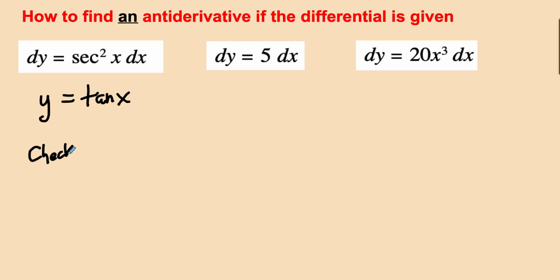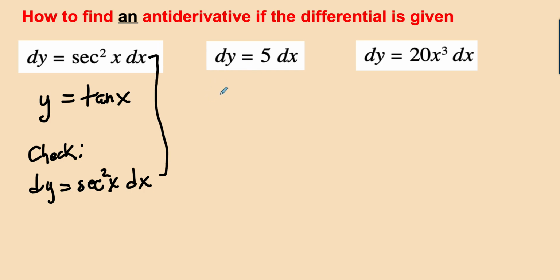To check our work, we would find the differential, dy, take the derivative of this, which is secant squared x, and don't forget to put the dx right here. So notice that they do match, so we must have got the right answer. Solving this one, y is equal to 5x. This would be an antiderivative. That would work, and we could check our work to see if we do get the same differential.